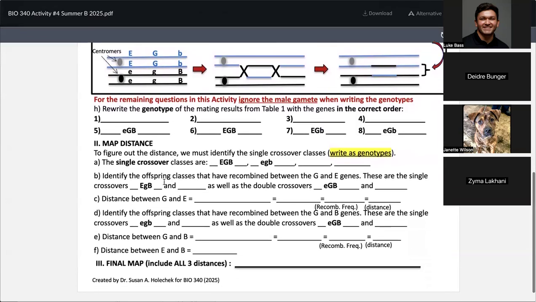And now here is when you finally do the map distance. This is also where a lot of students get errors, just from experience of grading this once.